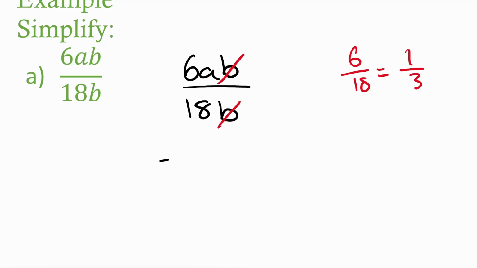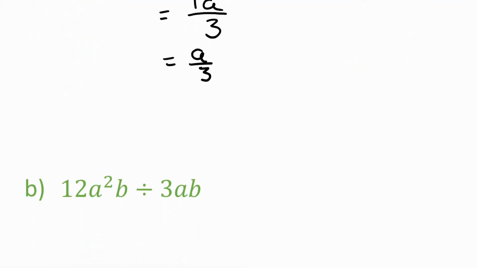So now we've ended up with 1a over 3, but we don't really tend to put the 1 there because it just means there's one of whatever it's timesing, the one letter. So it's a over 3. So simplify the numbers, 6 over 18 turned to 1 over 3, and cancel out any pronumerals or letters that are the same.